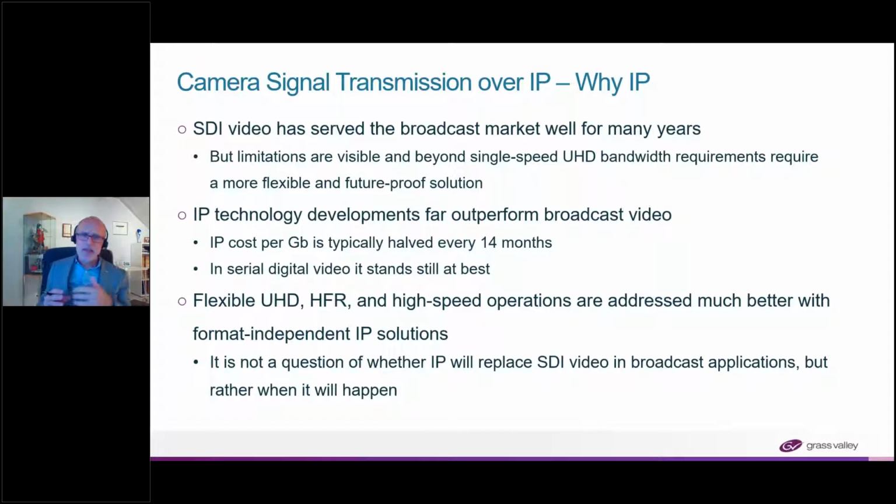Flexible applications for UHD, high frame rate, high speed operation, and any combination of these topics will be addressed much better with a format independent IP solution, rather than having an SDI standard which supports 1.5 gig, 3 gig, or 12 gig. You have an IP connection which supports a certain bandwidth, and you can put anything in as long as it's not going above the given bandwidth.